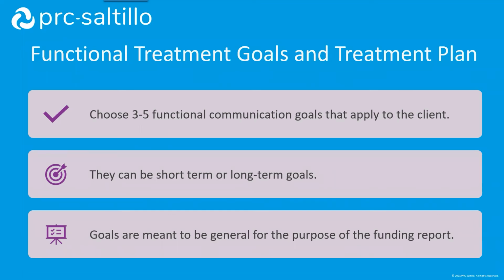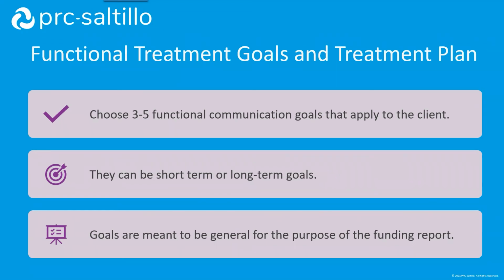And so you want to choose 3 to 5 functional goals that do apply to your client, but I would stress that it should be a combination of short and long-term goals. And that, so I lost my train of thought there. Yeah, that they should be short and long-term goals. Heather, do you have anything to add here?